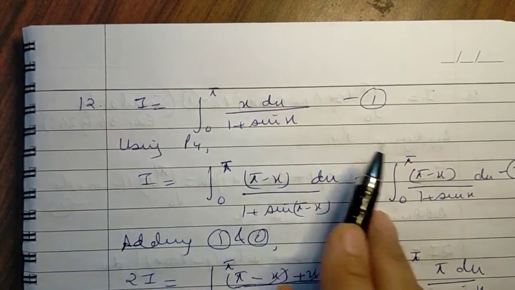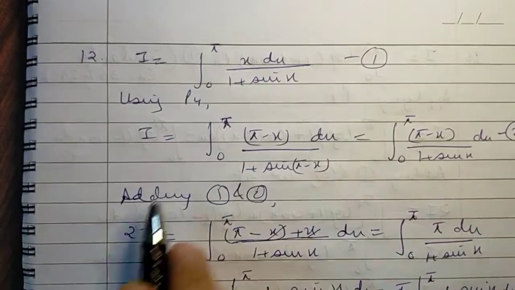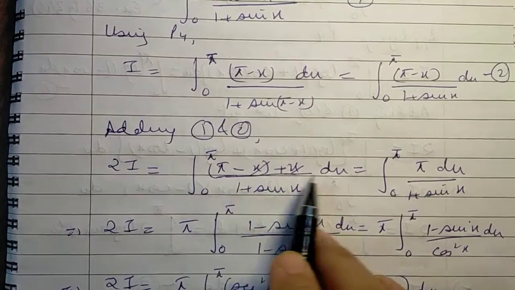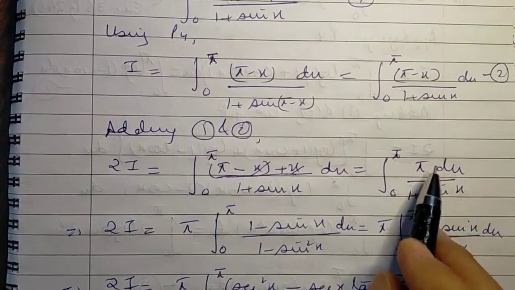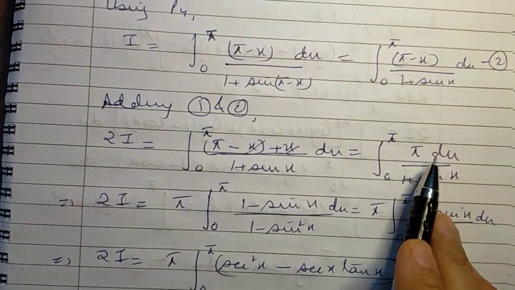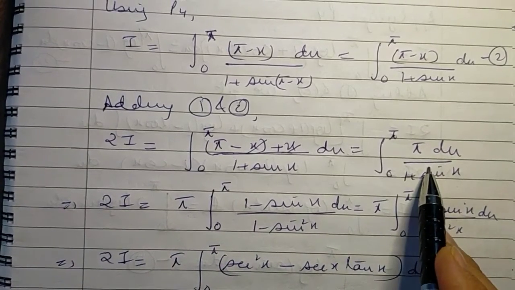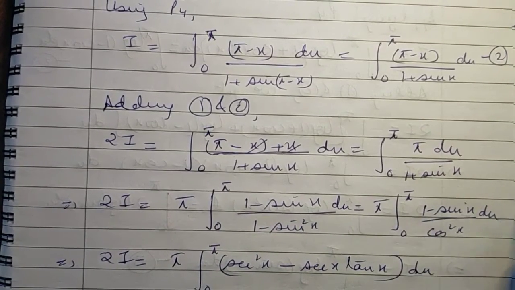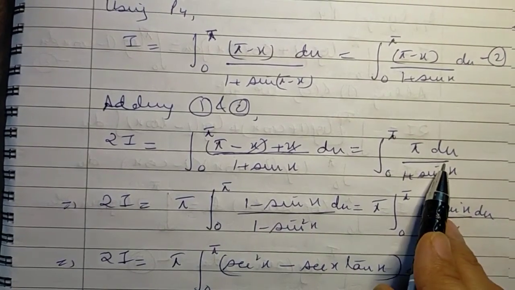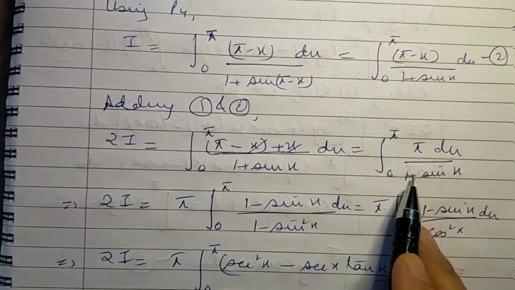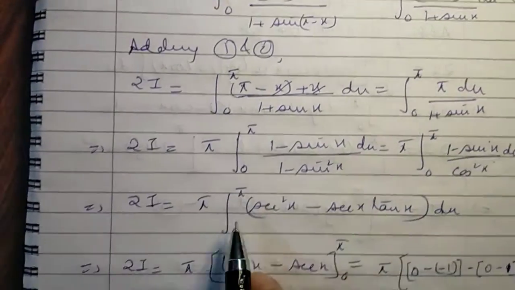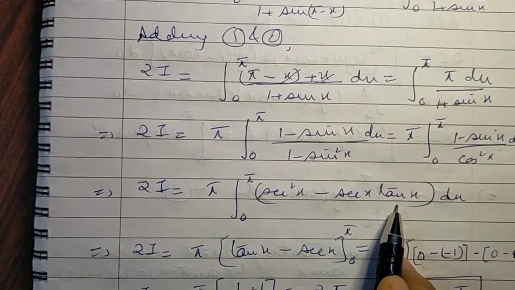If you add the given question and this one, what we get is 2I is equal to, this x and this x get cancelled. You are left with pi upon 1 plus sin x. Now this x in the numerator has got replaced with pi, which is a constant which comes out. Now we know how to solve 1 upon 1 plus sin x in the regular manner by rationalizing. So we multiply and divide by 1 minus sin x. It comes out to be 1 minus sin x upon 1 minus sin squared x, which is cos squared x. Now split open the numerator, we get sec squared x minus sec x tan x.